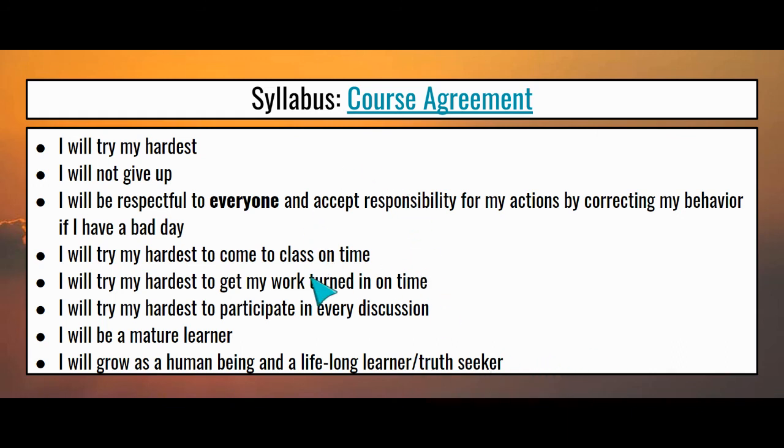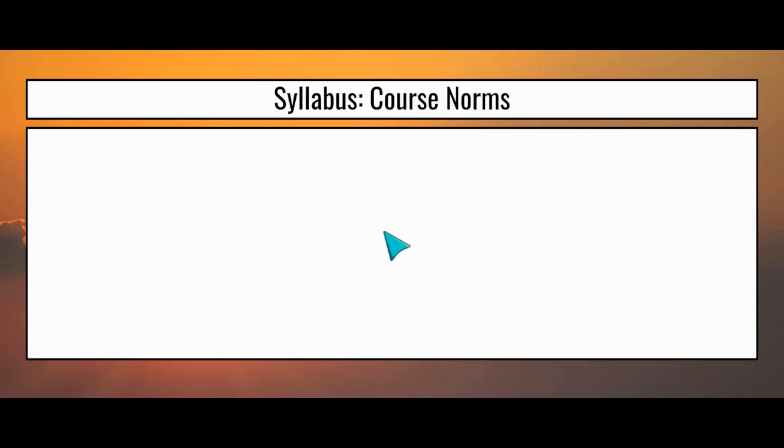If you agree to this, I need you to click on this link up here in the copy of the syllabus that I'm going to give you. Click on that link and fill out the course agreement. This course agreement is worth points. So if you want to start off with 100% in my class, please fill out that course agreement and get that submitted on Google Classroom.